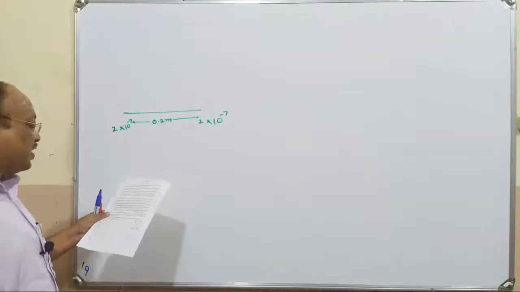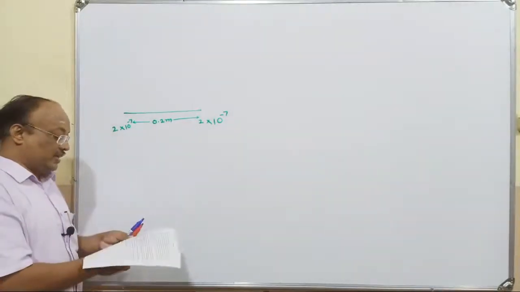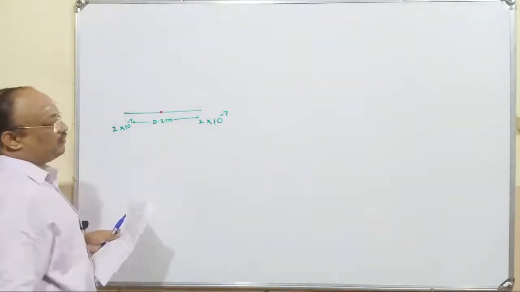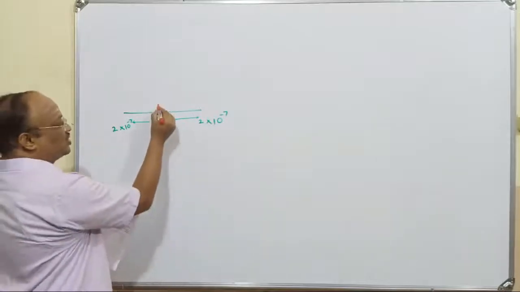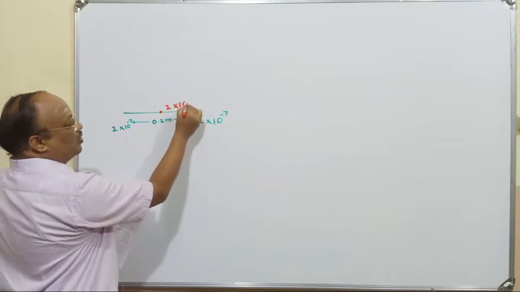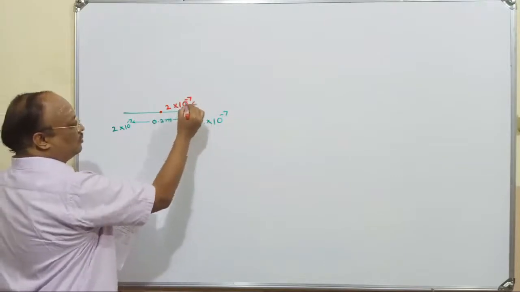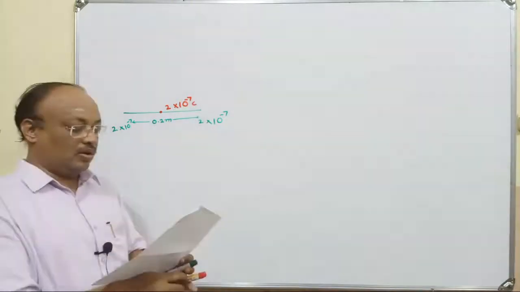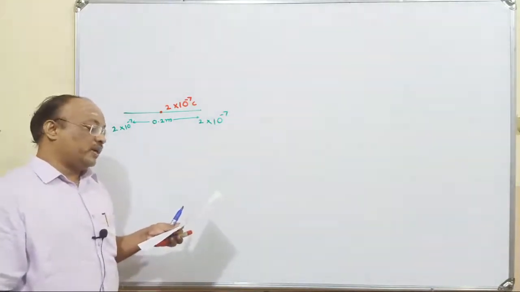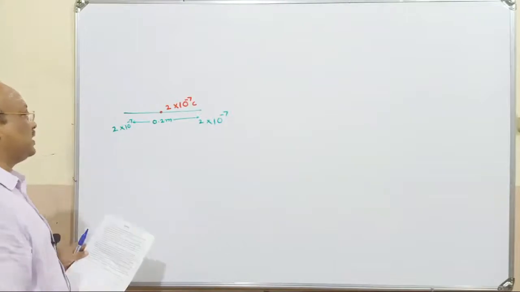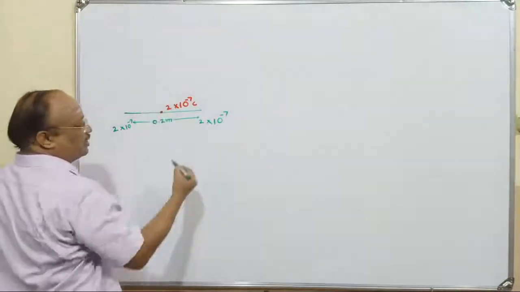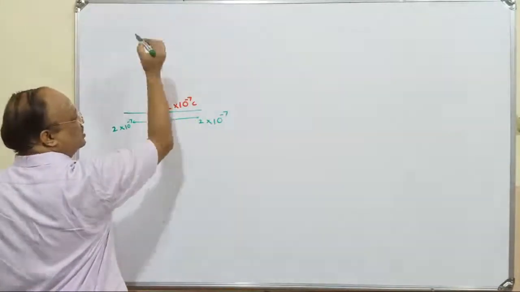A third charge of equal magnitude is placed in the midway of these two. How much is it? 2 into 10 to the power of minus 7 coulomb. Okay. It is now moved to a point 20 centimeter from both the charges. From here to a distance of 20 centimeter, from here to a distance of 20 centimeter.